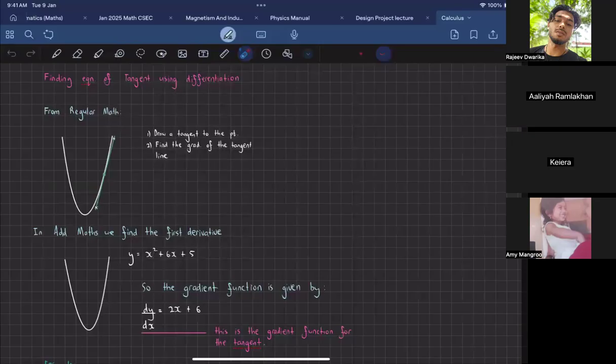Aliyah, where did you reach? And the last one. Okay. So the takeaway from this is when you're asked for the equation of a tangent, or the gradient of a tangent, you differentiate the function, and in that function you can plug in any value for x to find the gradient at any point of the tangent.